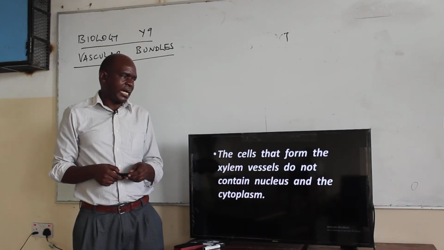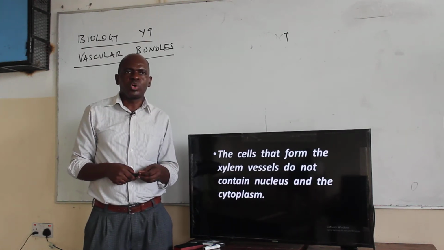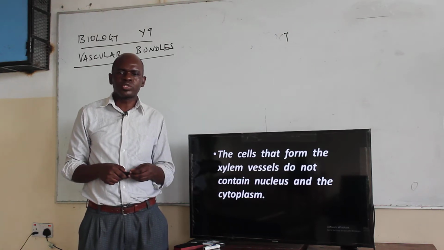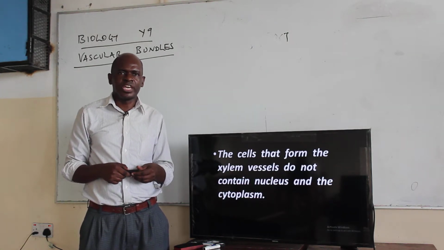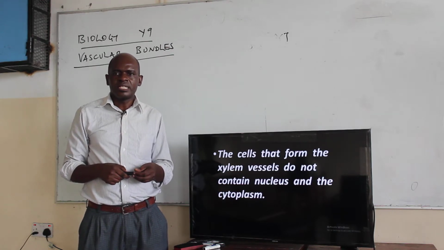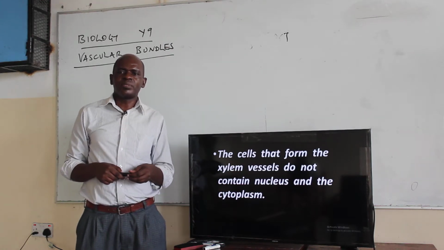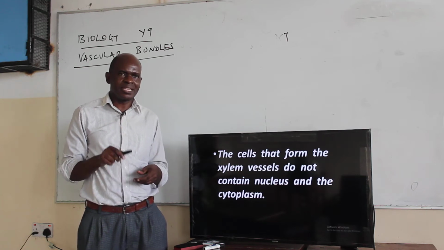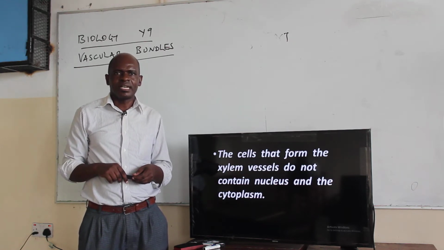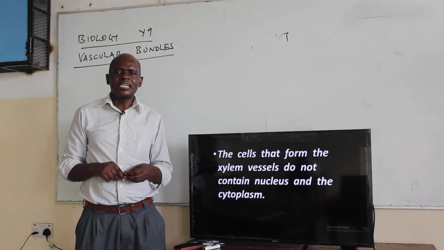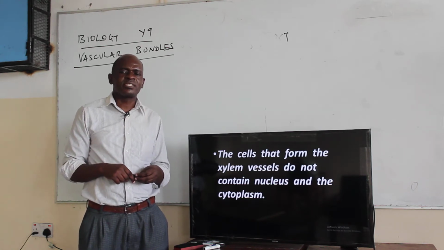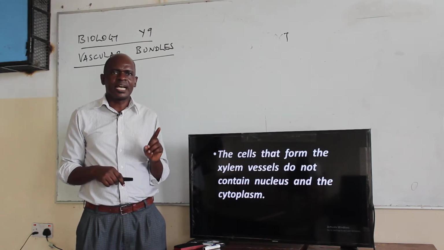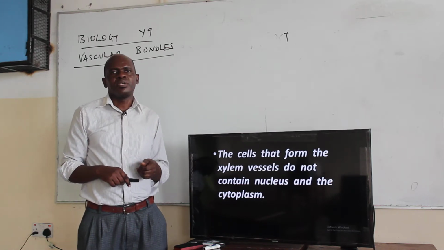Now, as earlier seen in the first part, we saw the arrangement of the dead cells in the xylem right away from the roots up the stem to the leaves. The cells that form the xylem do not contain the nucleus. Remember, they are dead. Because they are dead cells, they do not have the nucleus and the cytoplasm. They lack the nucleus and the cytoplasm.